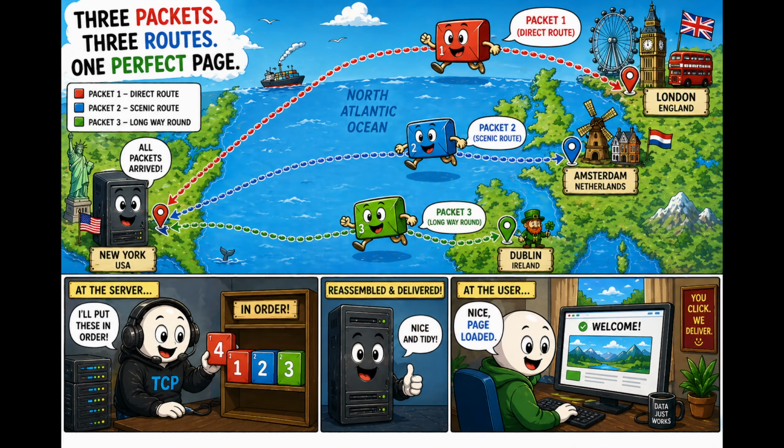And sometimes the path changes mid-journey. If a cable goes down or a router gets congested, packets get rerouted on the fly. Packet 1 might go through London, packet 2 through Amsterdam, packet 3 through Dublin. They all arrive at the destination, get reordered by TCP, and the user never noticed a thing.